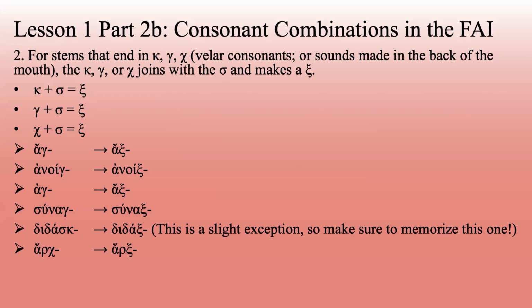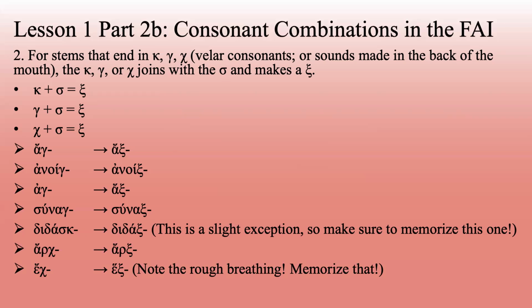Archo, arch becomes archs, and echo, ech becomes hex. Note the rough breathing. You need to memorize that one there. What actually is happening is echo originally had a sigma at the beginning of it, but the sigma dropped out over time. And so different things happen in different places because of that. In the first stem, the sigma just dropped out entirely. But in the second stem, a little bit of that consonant sound remained in the sort of H sound for the rough breathing.